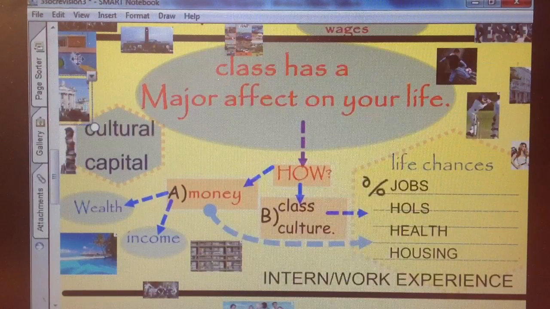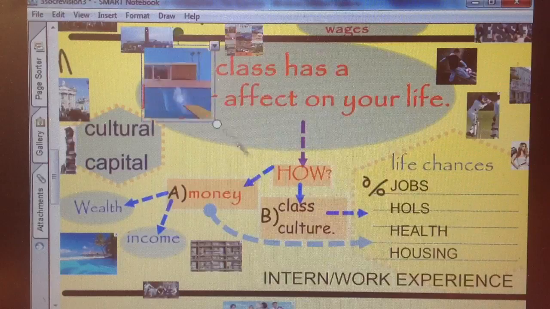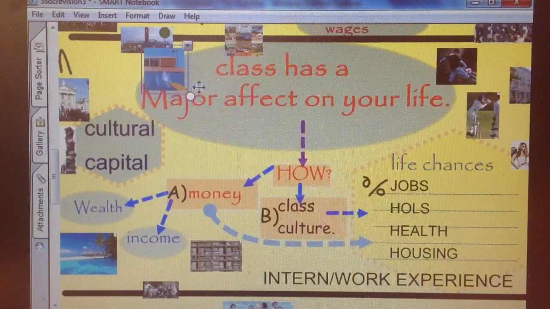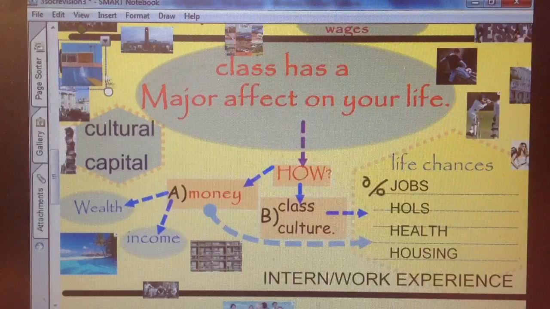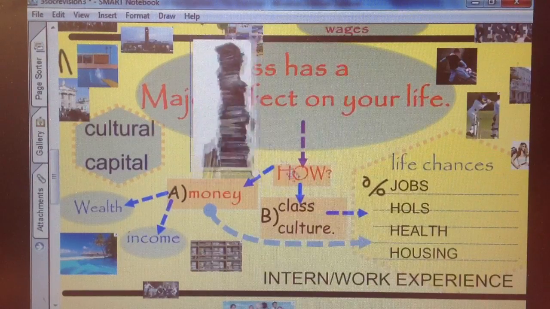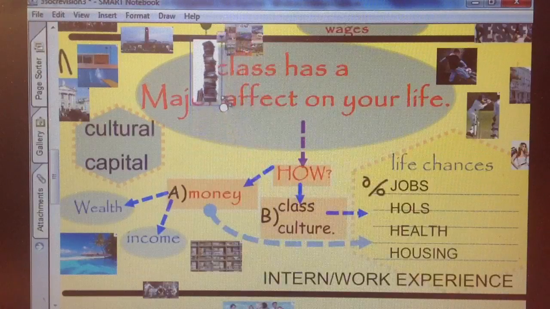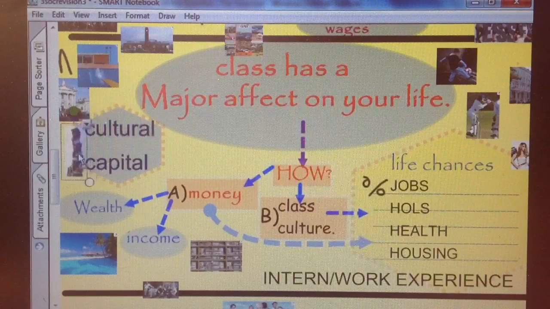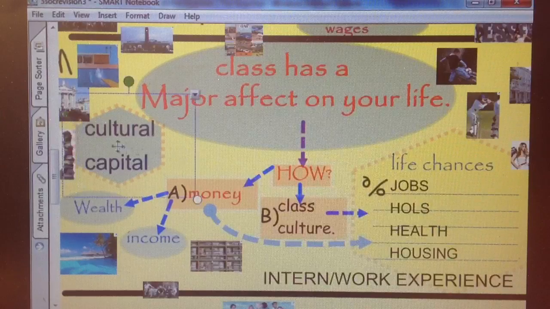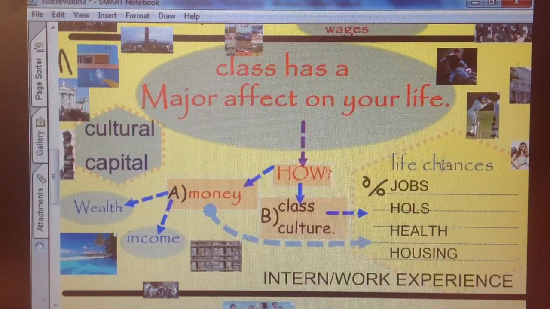You know what this picture is. You know the name of this painting. It makes you more middle class. You fit in with more middle class people. Cultural capital. How many books have you got in your home? Are you read to as a child? Do you think learning is important? We call this cultural capital. And it's using this cultural capital, this cultural wealth, that helps you get better life chances.